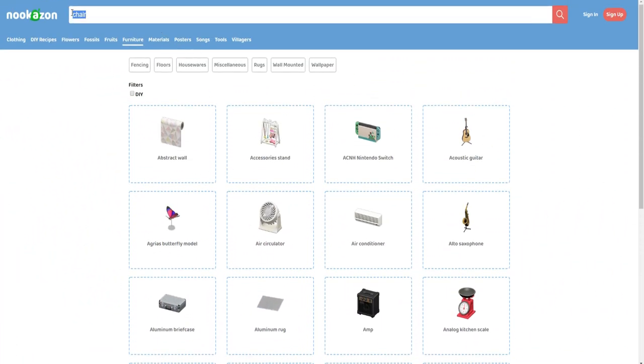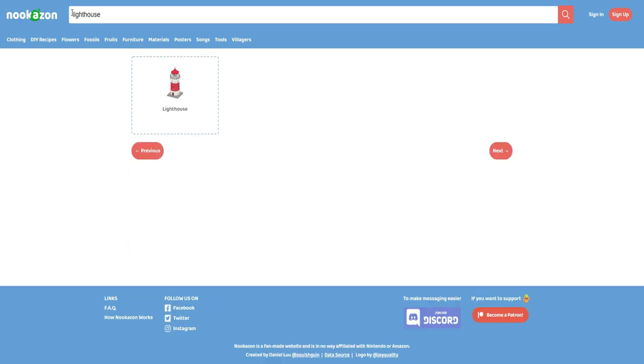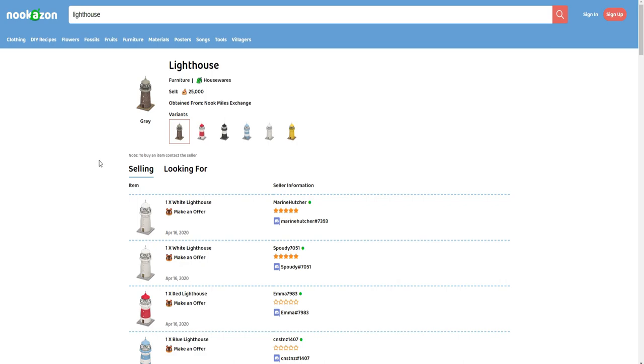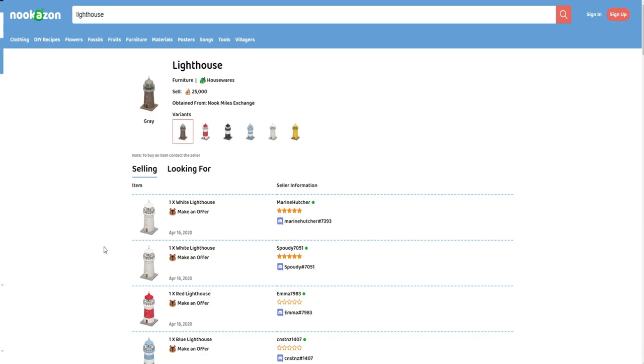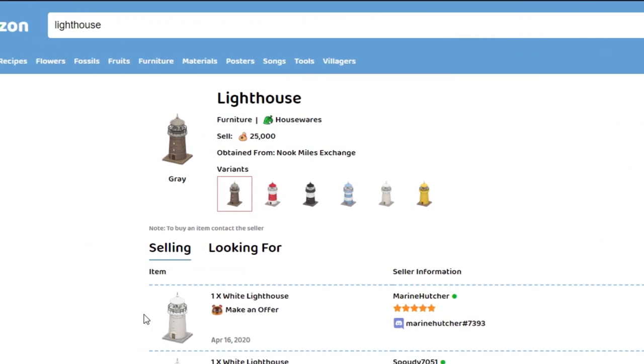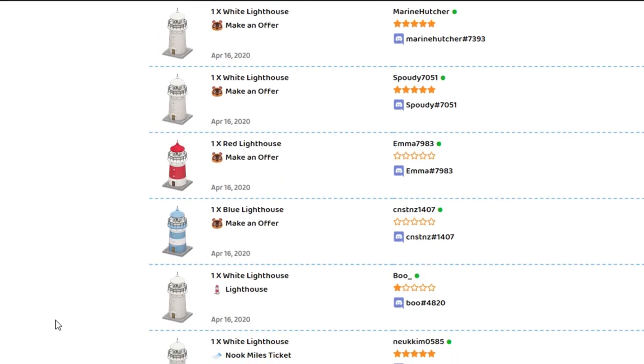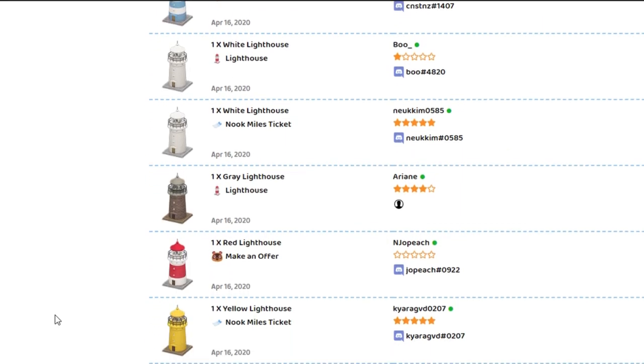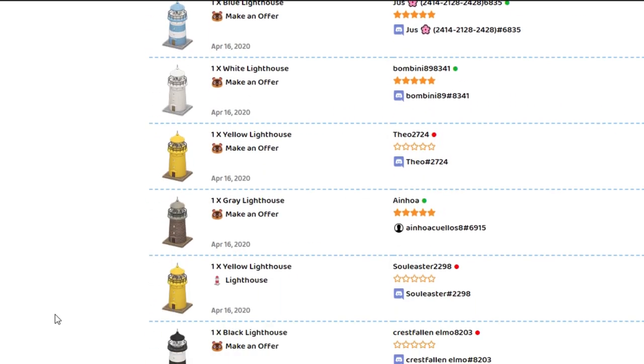Let's go up here and look at something that was really cool that I thought would be a cool add to my island, was the lighthouse. Boom, there it is. Okay, lighthouse. Let's see what we've got here. So one lighthouse, we can make this person an offer. You can probably contact them via Discord. They've got 5 stars. I trust that somebody has went through this selling process with this person, and they are good to work with. So I would probably contact this person and make him an offer if I wanted a white lighthouse. I'm just curious to see, what do we have here for offers?